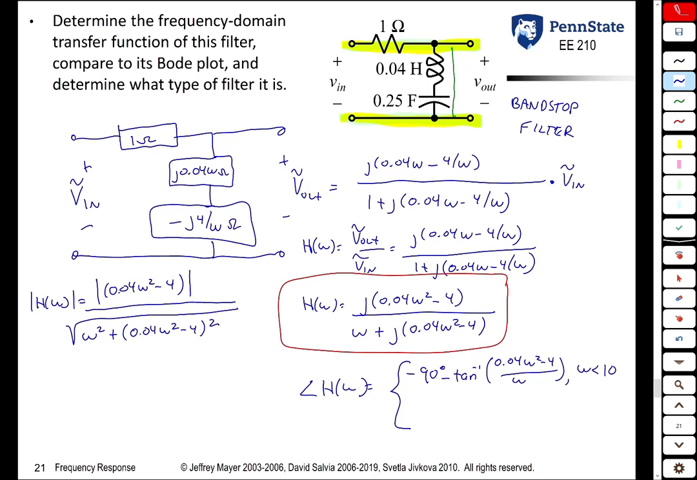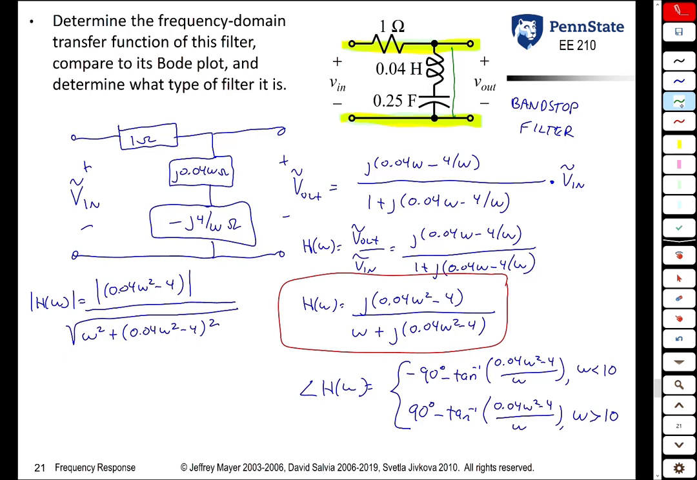When omega is greater than 10 radians per second, the numerator of h of omega is now a positive imaginary number, so it's going to have an angle of 90 degrees. And once again, we subtract the angle of the denominator, 0.04 omega squared minus 4 over omega. And that's our frequency greater than 10 radians per second. So you see it's a little trickier than in the low pass, high pass, or band pass cases.